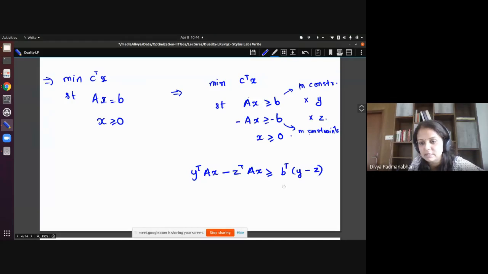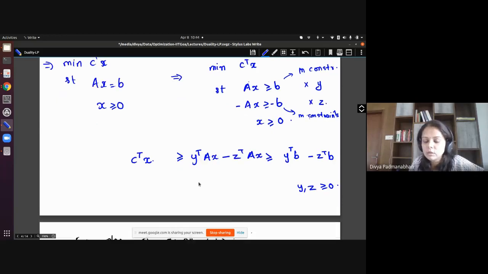If this is confusing, you can just change the order. This is just going to give you a number, so I didn't pay too much attention to the order. So y transpose b minus z transpose b, and you want this in turn to be less than C transpose X, right? Because these are all inequalities, you want Y and Z to take values greater than or equal to 0.